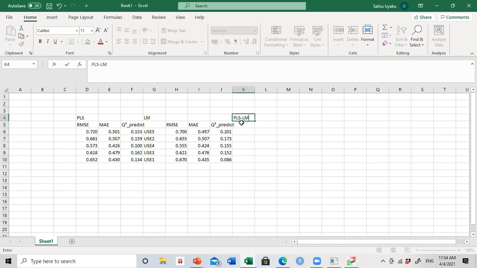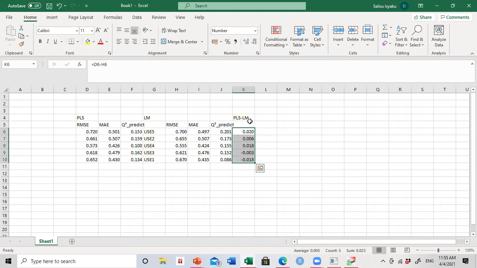So now we say this one, this is the PLS, equals to this one minus RMSE of this one. And what it gives us is 0.02. Then if we want to do the remaining, we can just double click and it gives us all the result. This one is RMSE.